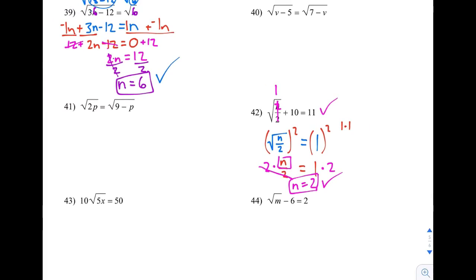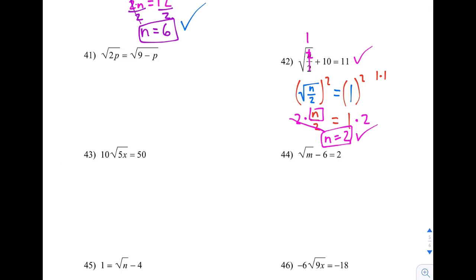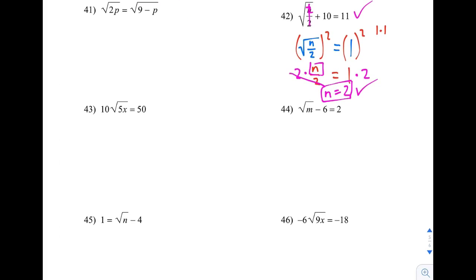So no problems to worry about there. Some places where you're probably going to run into challenges, I would be careful with this problem right here and this one right here. What you're probably going to want to do is, you have multiplication on the outside, you're going to want to undo that multiplication through division right away before you start squaring anything. That's going to be true of both problems.